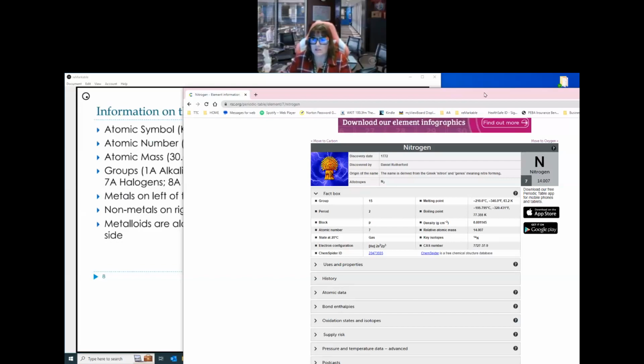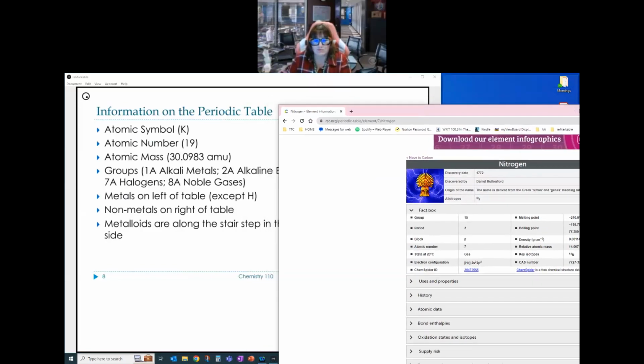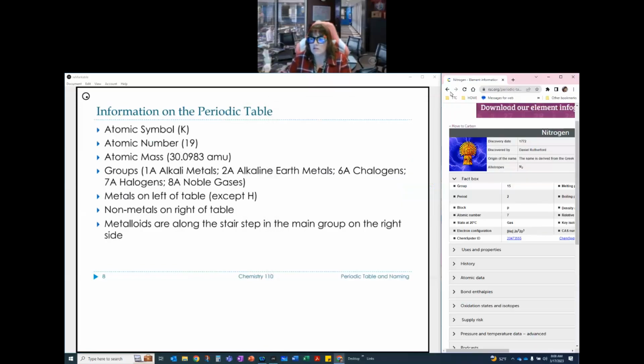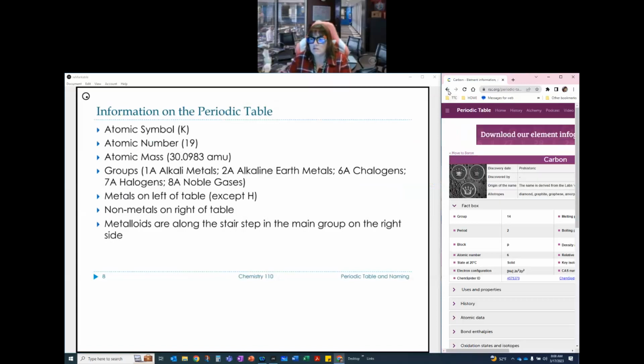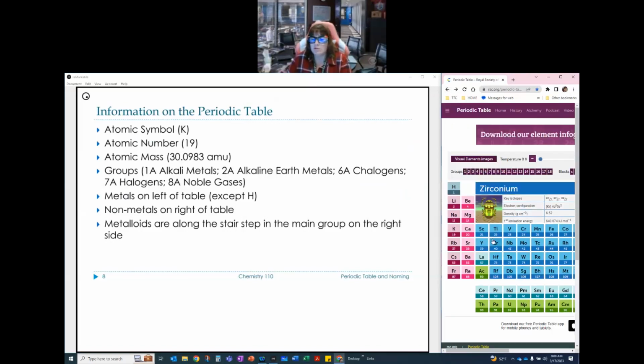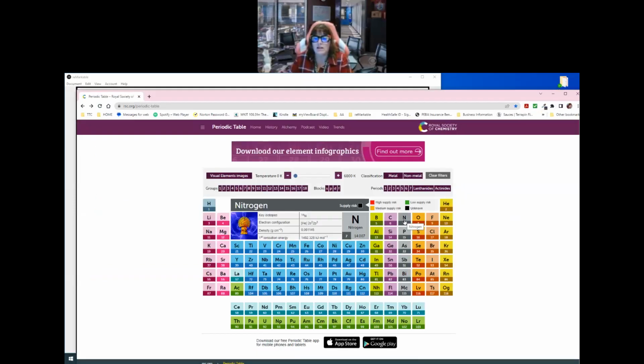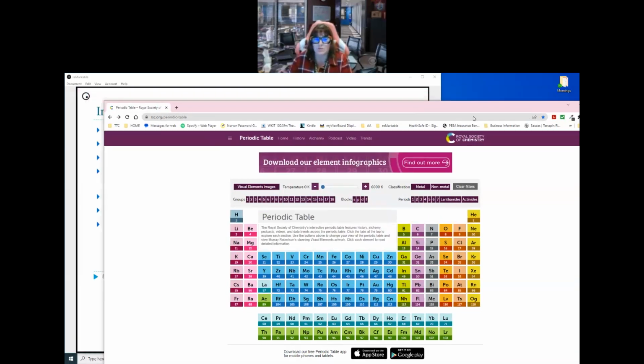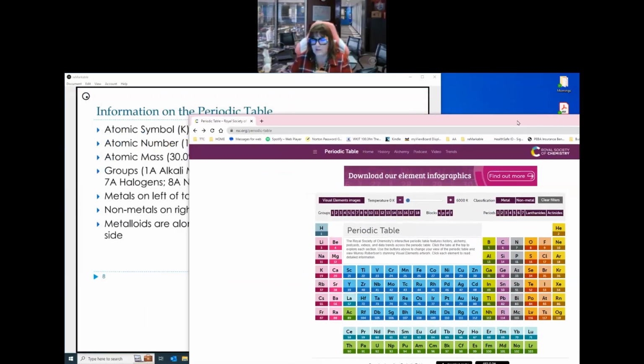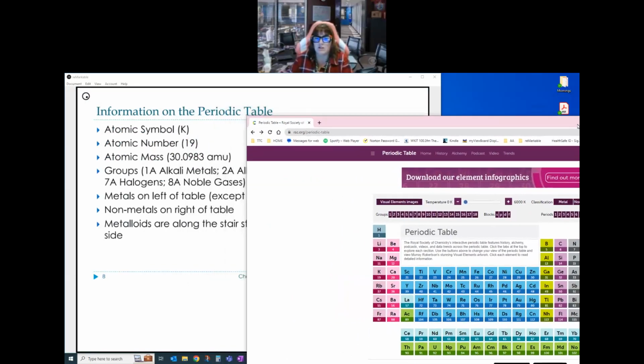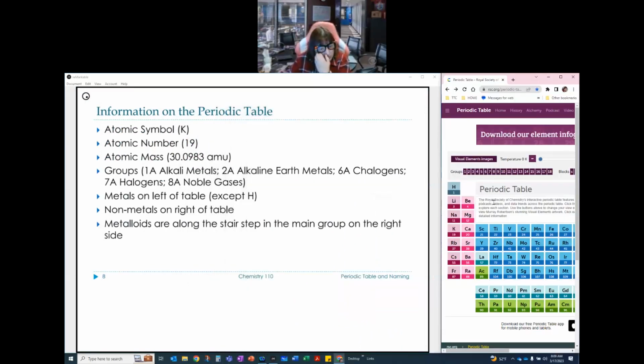I'll be able to tell what group it's in based on its location in the periodic table. There we go. We'll be able to see if it's a metal, a non-metal, or a metalloid, depending on where it is in the periodic table. So if I'm looking at nitrogen, again, he's over here. He's to the right of that stair step that we talked about. So he is a non-metal. Okay. So those things are things that we should be able to pull from our periodic table. The tables that you have on the test will tell you all of those things. Okay. So those are pieces of information that are on any table that we look at.